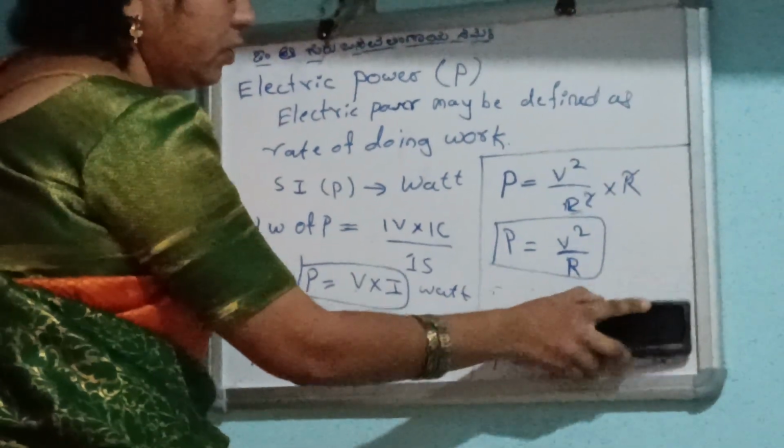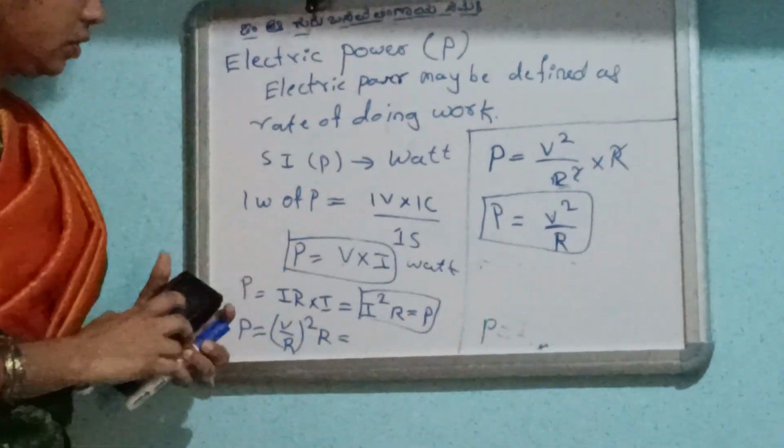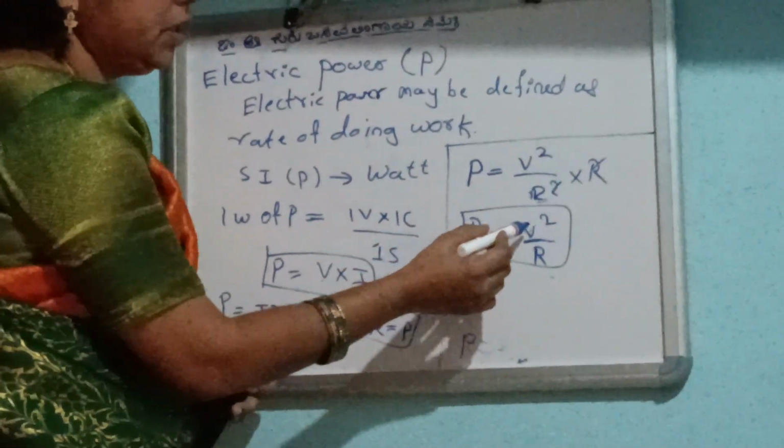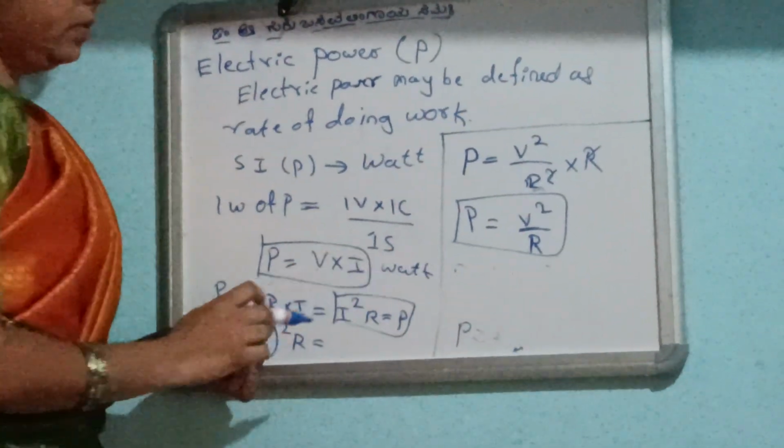The forms of the power, the formulas we got: P is equal to I square into R and P is equal to V square by R.